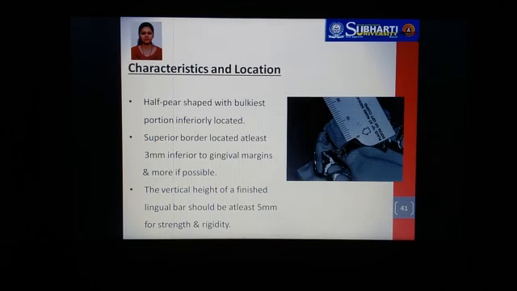So what are the characteristics and location? First of all, the cross section should always be pear shaped, and it should be bulkiest in the most inferior location. The bulk should be present in the inferior portion of the pear shape, and the superior portion of the pear shape should be thin. The superior border is located at least 3 millimeters inferior to the gingival margins, if possible, and the vertical height of the finished lingual bar should be at least 5 mm for strength and rigidity. That is why 3 plus 5 accounts for 8 millimeters of clearance. That is why we require 8 millimeters of clearance if we are planning for the lingual bar.